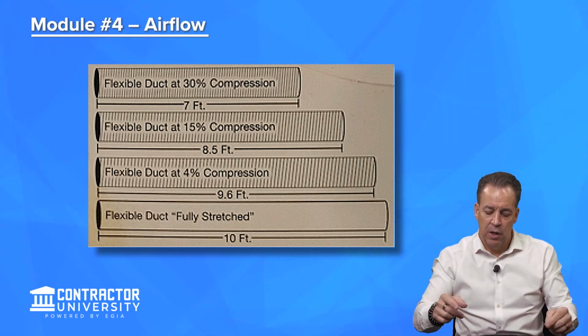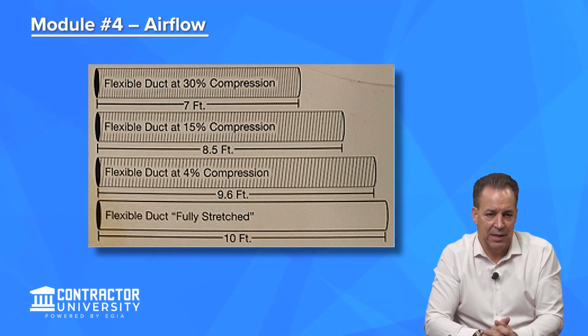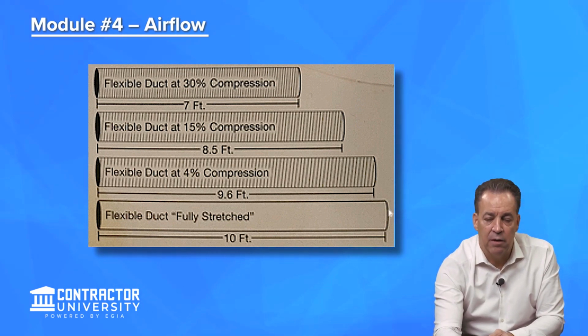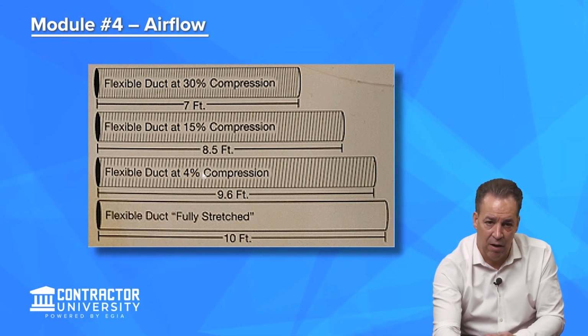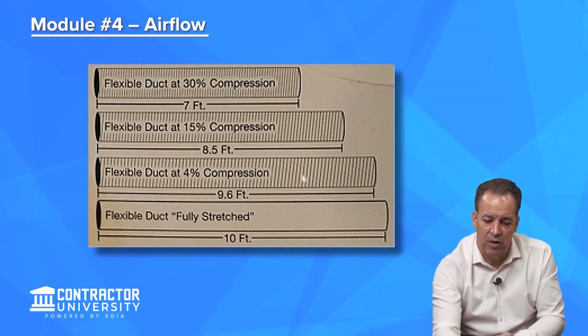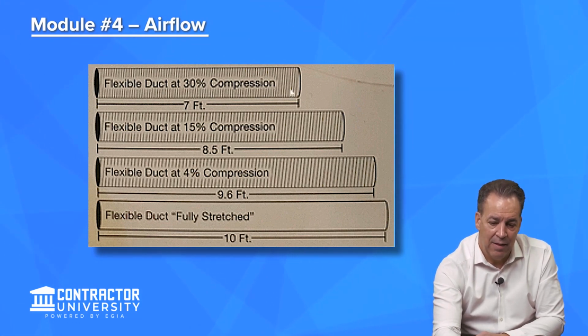When you compress it, you compress the ribbing on the inside, that wire plastic membrane on the inside. And so a fully stretched 10-foot duct, if we compressed it just 4%, would come down to 9.6 feet. But that 4% compression would reduce the amount of air and would require you to increase by 1 size, right? So let's assume this was a 7-inch duct or an 8-inch duct. If I compress it just a little bit, I have to take that thing up to a 9-inch duct, and then a 10, and then an 11.